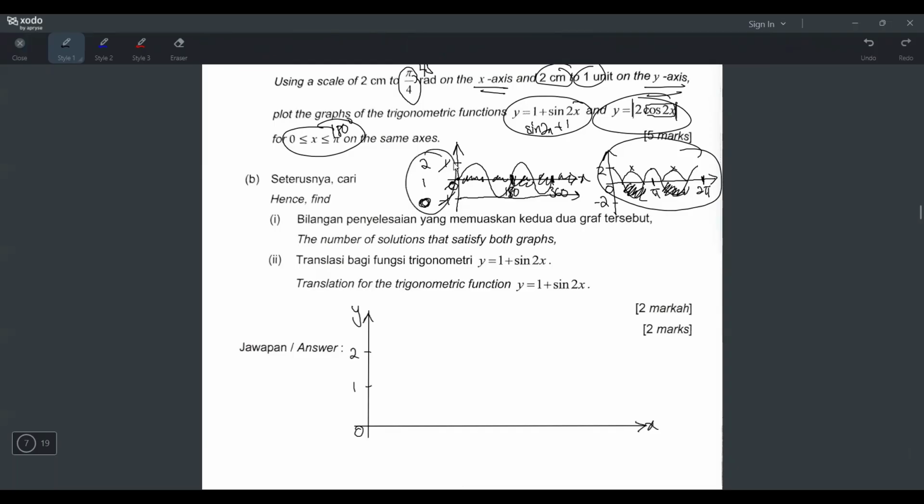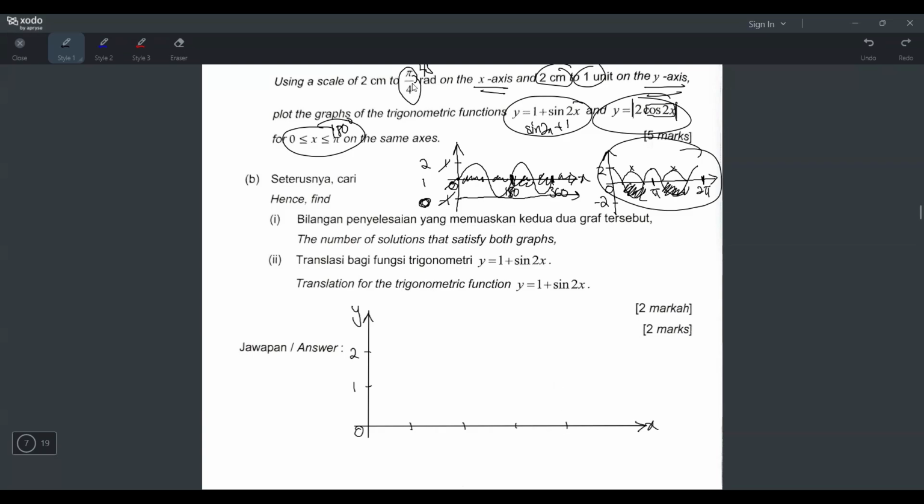Okay, because here I use 0, 1, 2, and here also use 0 and 2 only. -2, nothing down here. All right, so that's why lah. And then for this, do you remember they said 2 cm to 45? So you just assume this is 2 cm lah. So 45, and then 90, 135, 180.